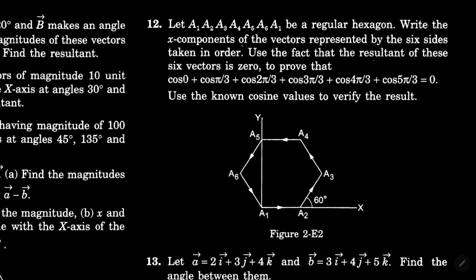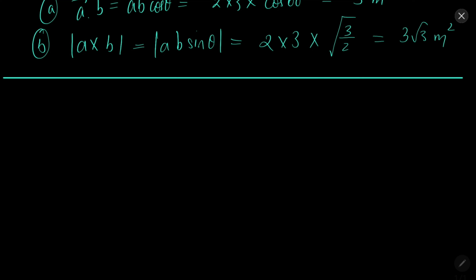In question 12, we have A1, A2, A3 and so on. A regular hexagon is there. We need to write the x components of the vectors represented by the 6 sides taken in order. We can use the fact that the resultant of these 6 vectors is 0. We also need to prove that cos 0 plus cos pi by 3 plus cos 2 pi by 3 and so on will add up to 0. So this is the 12th one.